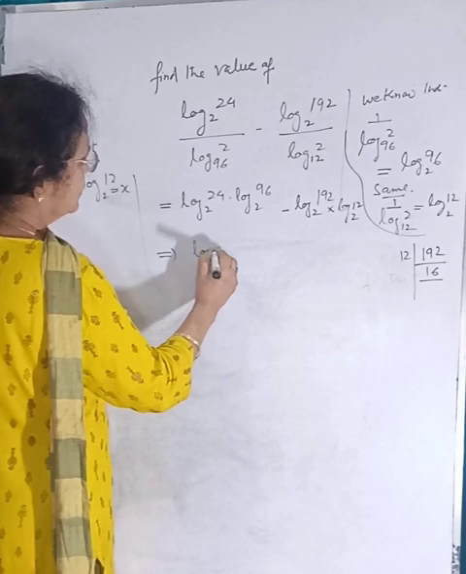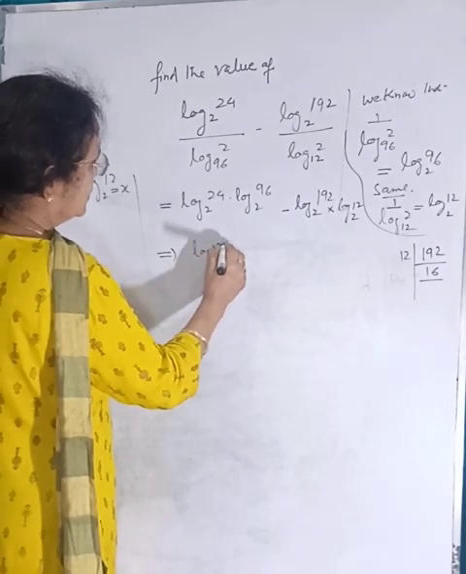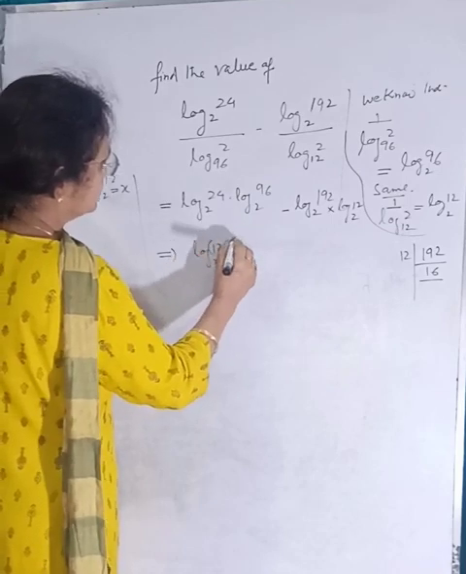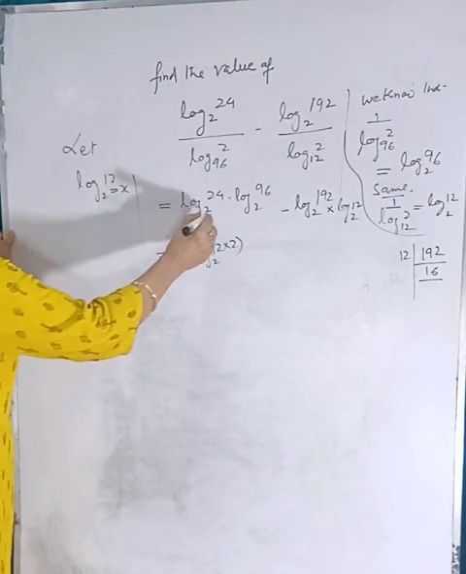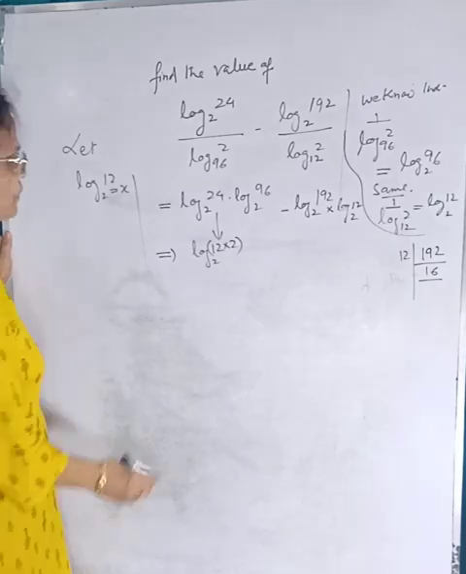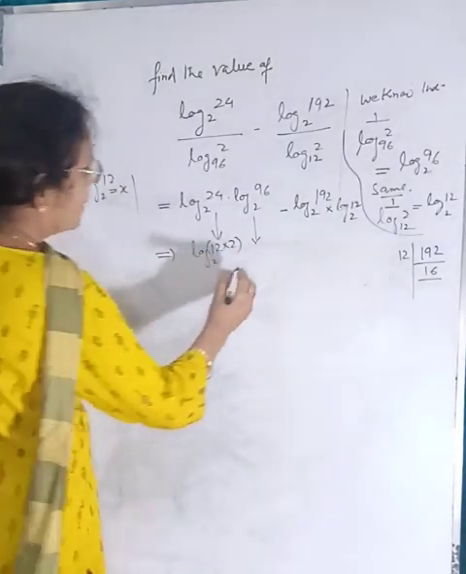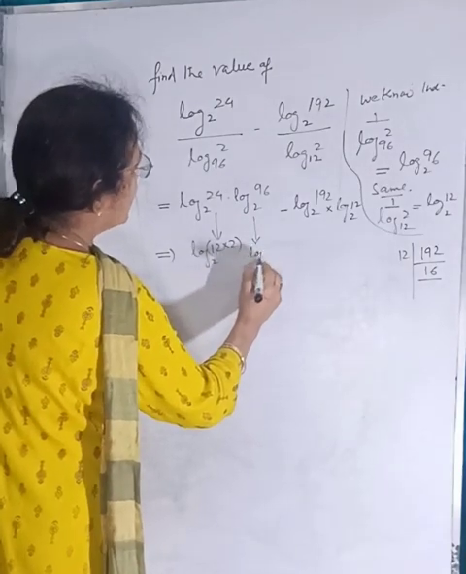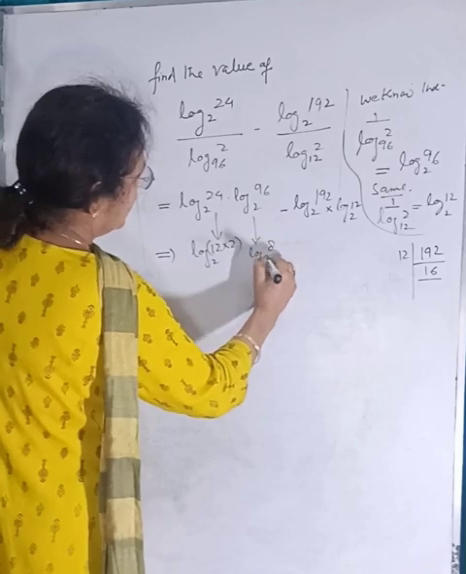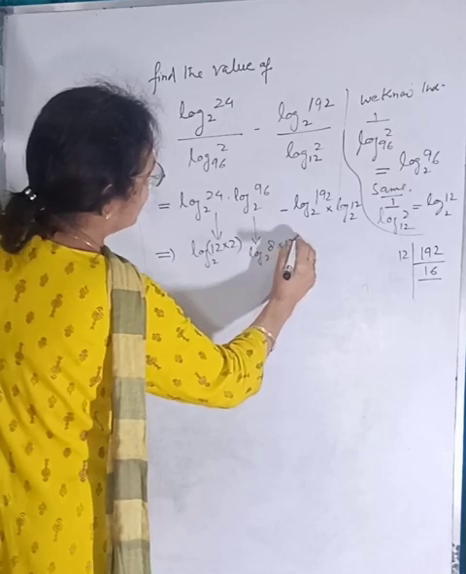Log of 12 into 2 with the base 2. Okay, this one. Clear? And this will be equal to log of 8 with the base 2 into 12.